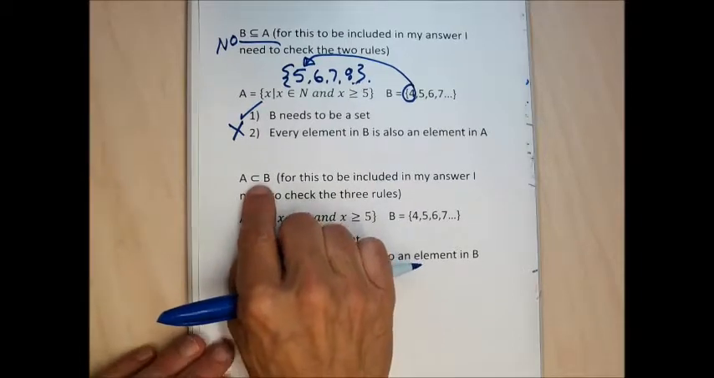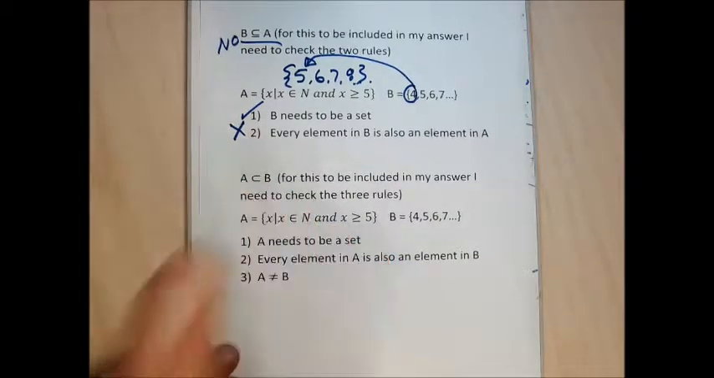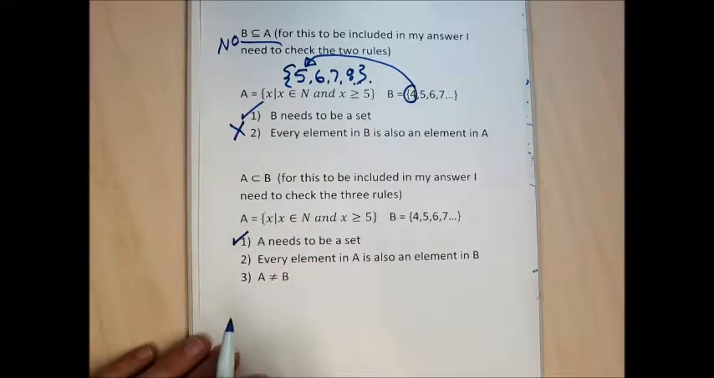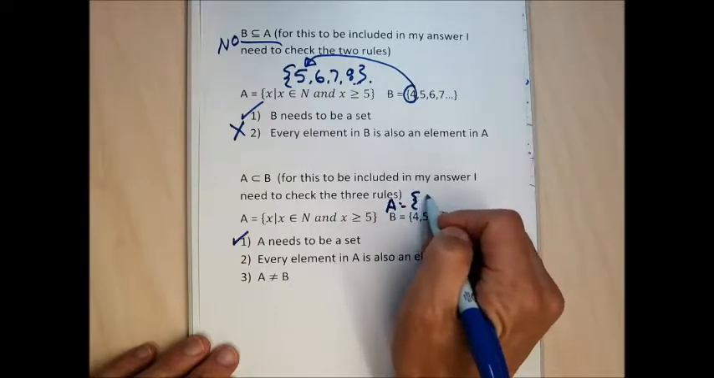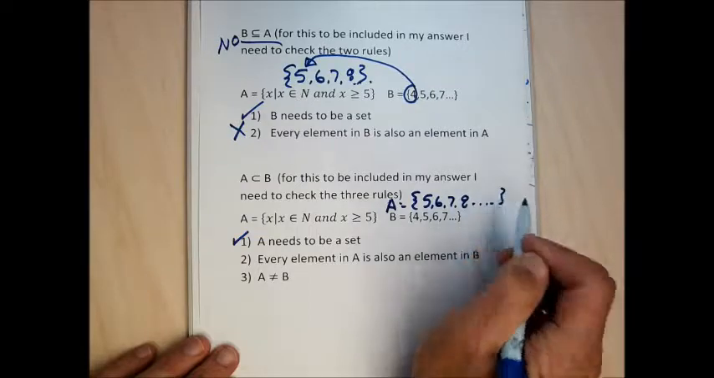Second to last rule, A is a proper subset of B. For A to be a proper subset of B, I need to satisfy 3 rules. A needs to be a set. It's in set builder notation, so it's a set. If I write it in roster form, I write it like that.